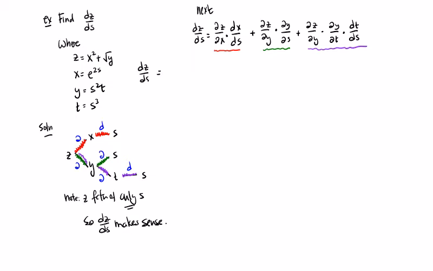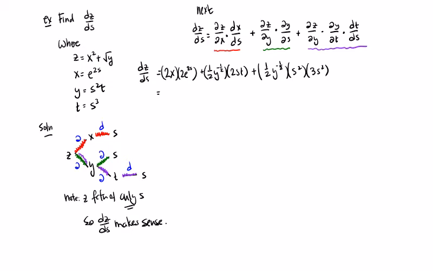So partial z, partial x is 2x. dx ds is 2e to the 2s. Partial z, partial y is 1/2 y to the minus 1/2. Partial y, partial s is 2st. Partial z, partial y is again 1/2 y to the minus 1/2. Partial y, partial t is s squared. dt ds is 3s squared.